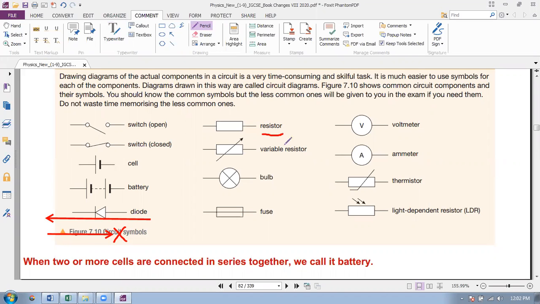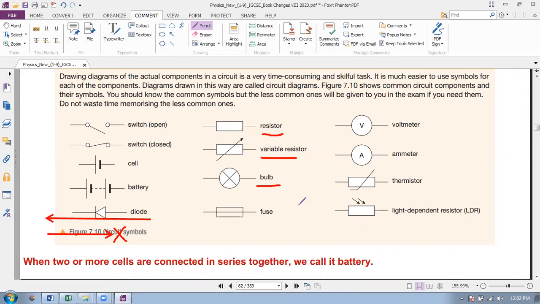This is the symbol of a resistor. This is the symbol of a variable resistor. Variable resistor means the resistance value can be changed, it can be increased or decreased. The symbol of a bulb. Generally, a bulb does not look like this. This is the electrical symbol. In an electrical circuit, we can draw a bulb like this.